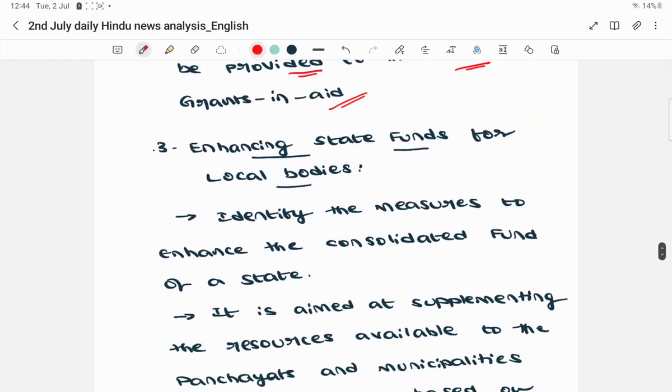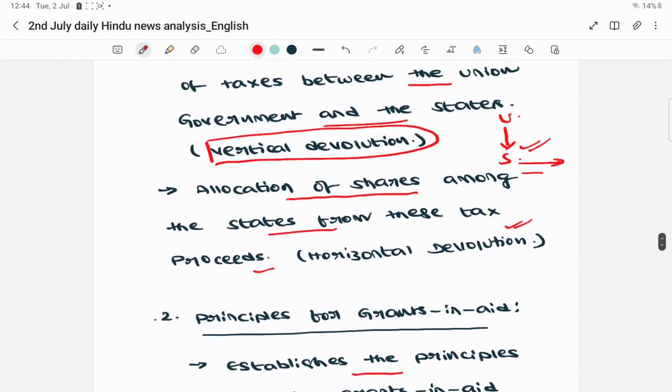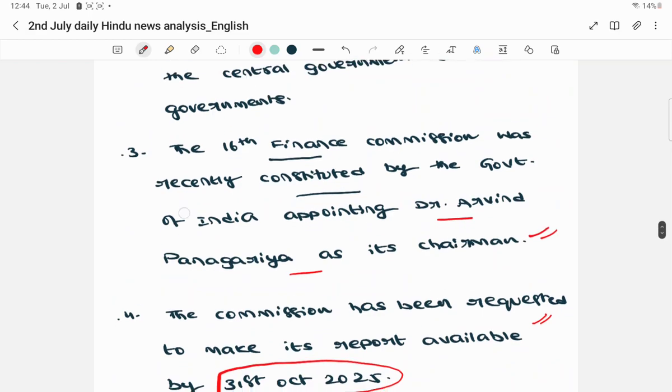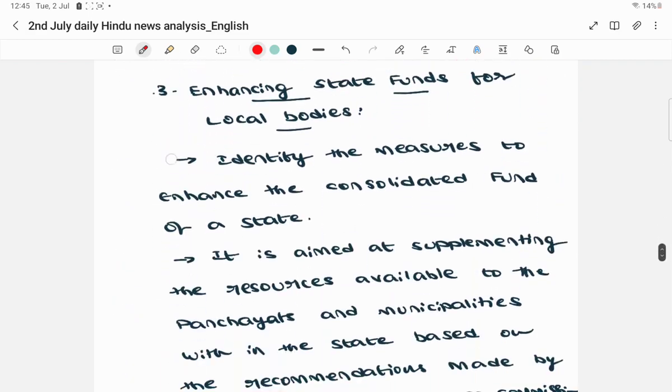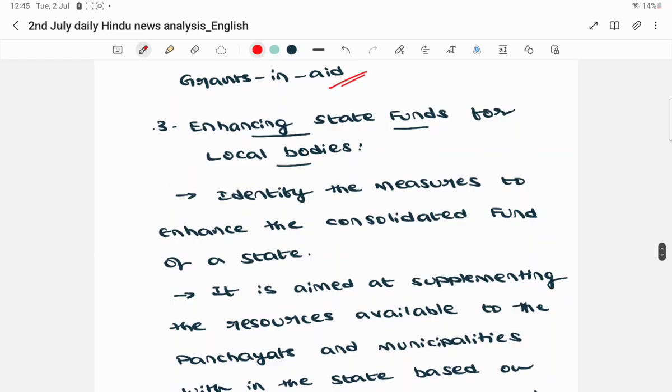And the third important one, which is actually today's article discussion, is also associated with the third term of reference, that is, enhancing the state funds for local bodies.